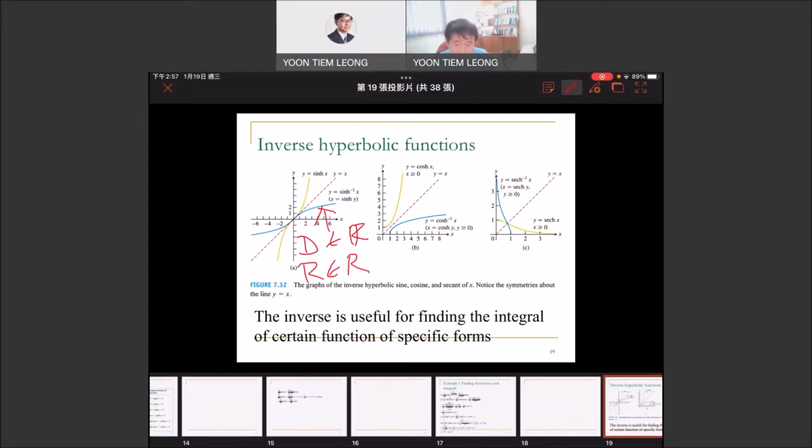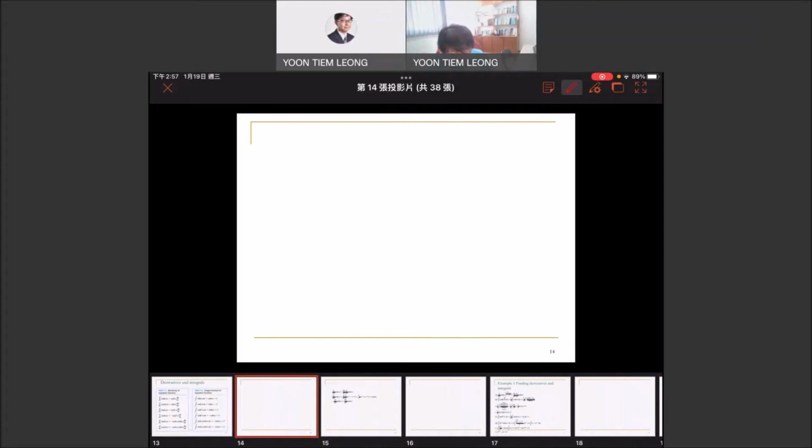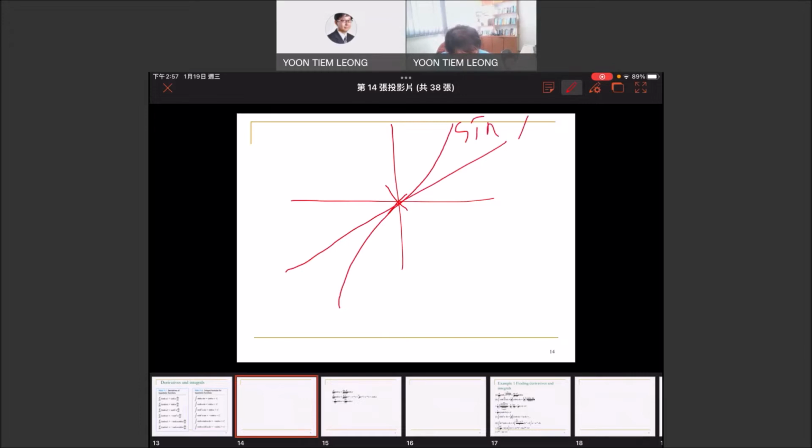You don't really need to remember the shape of the inverse hyperbolic function. You can just remember the shape of the hyperbolic sine function. The hyperbolic sine is an odd function, and at x equals 0, the hyperbolic sine function is 0. So it would behave like this. Therefore, when you make the reflection about the line y equals x, you would get the inverse of the hyperbolic sine.